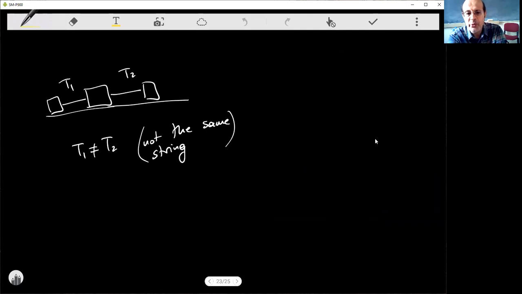There are situations where we have 2 different strings tied together like that, for example, in which case there's no reason why the tensions in these 2 strings should be the same. So just keep this in mind.